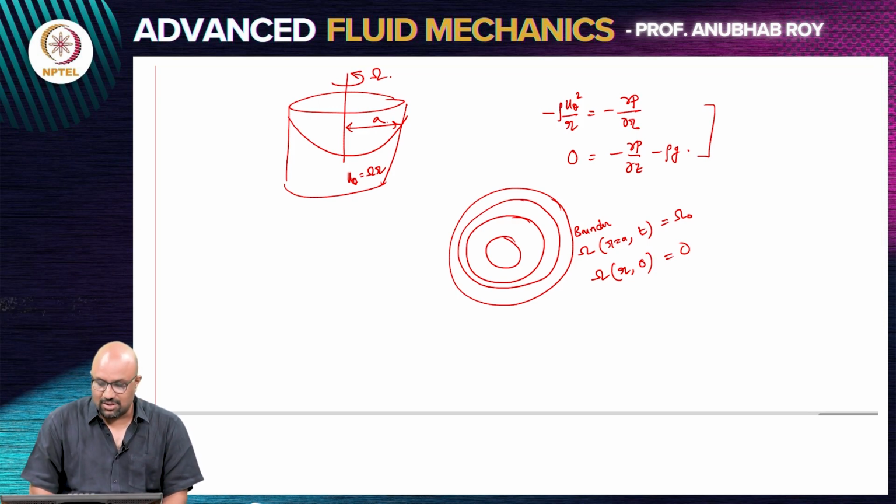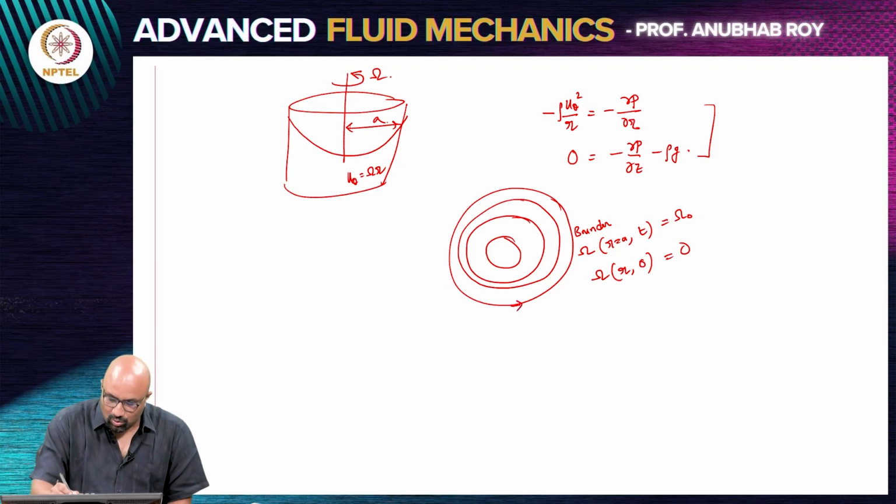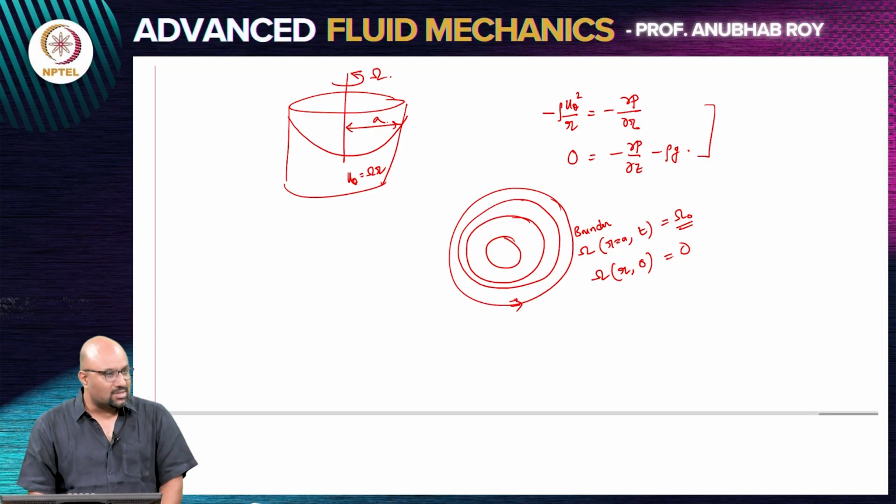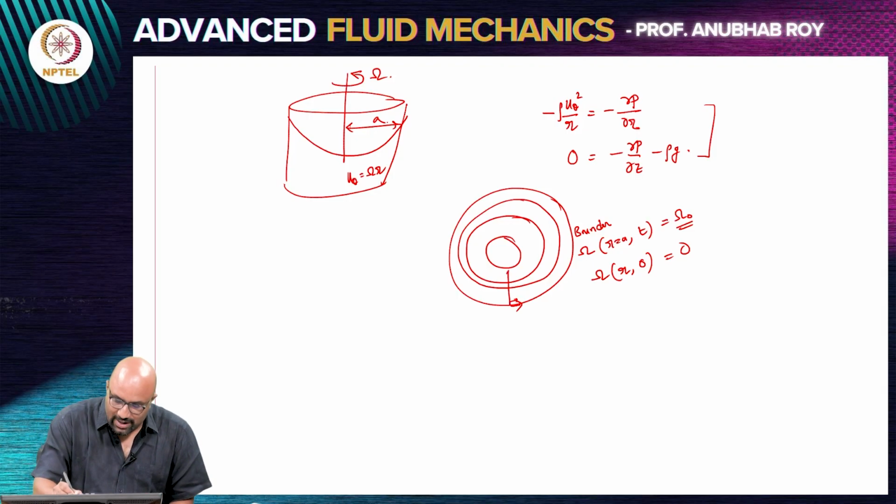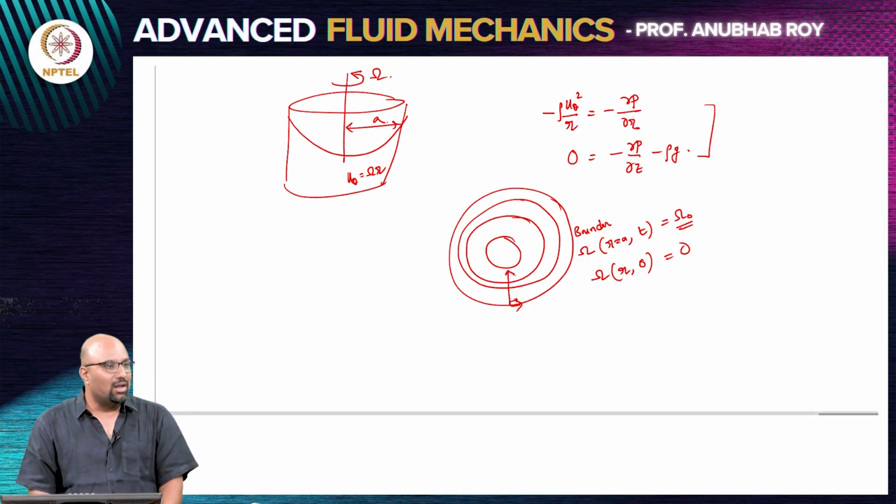Now if there was no viscosity, this surface can move with an angular velocity omega naught. The fluid which is adjacent to the surface need not move. It doesn't have any requirement to move. What makes it move is viscosity. Viscosity is what will make it move. And so it is going to spread angular momentum into the fluid until the entire fluid achieves a constant angular velocity.